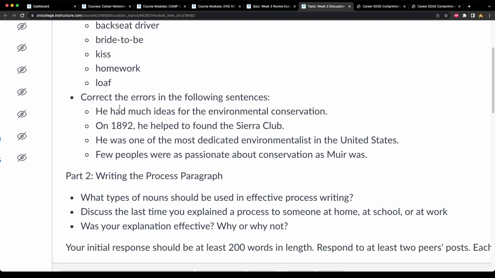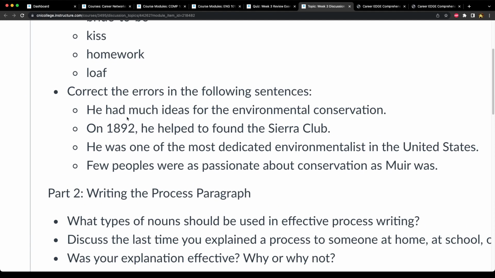And then from here, you're going to correct the errors found in the following sentences. So, he had much ideas for the environmental conservation. If you read it out loud, you should be able to hear where the issue is. He had much ideas for the environmental conservation. We would know that it would rather be, he had many ideas for the environmental conservation.